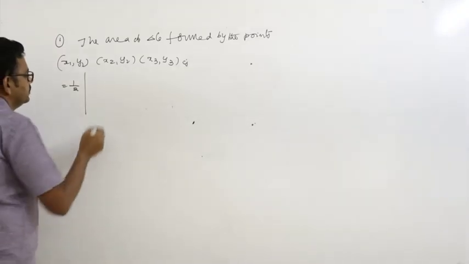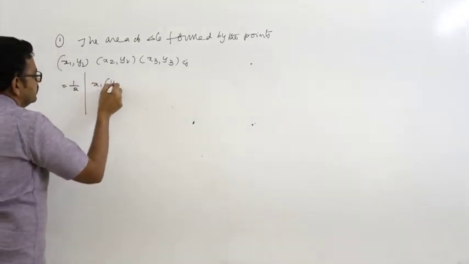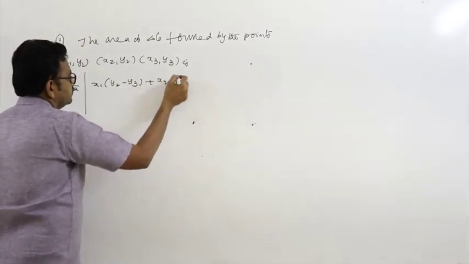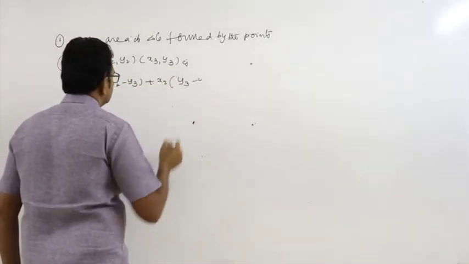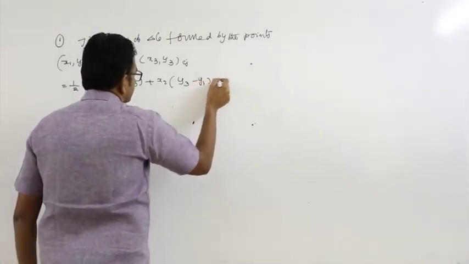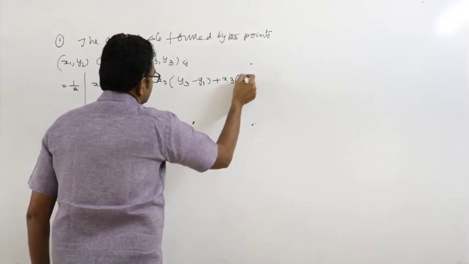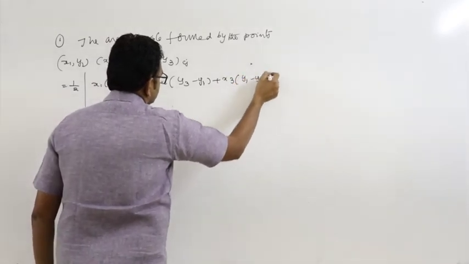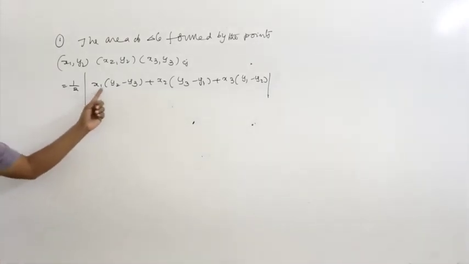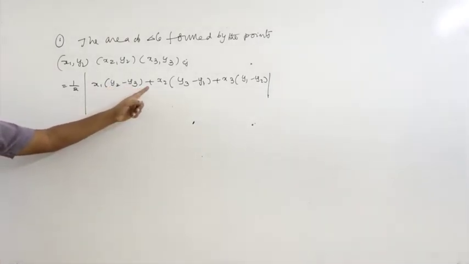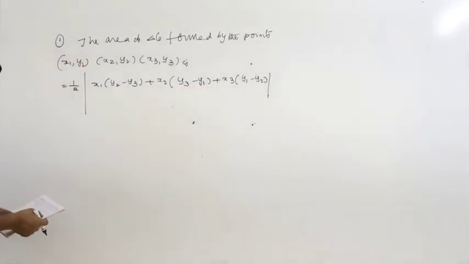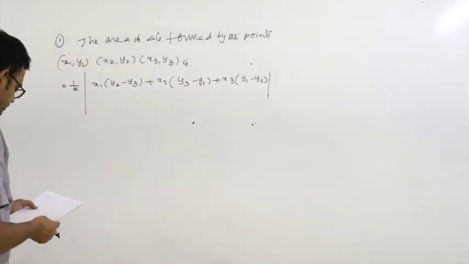Area of triangle is 1 by 2 into mod of x1 into (y2 minus y3) plus x2 into (y3 minus y1) plus x3 into (y1 minus y2).